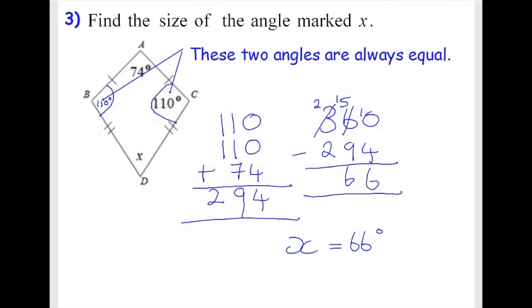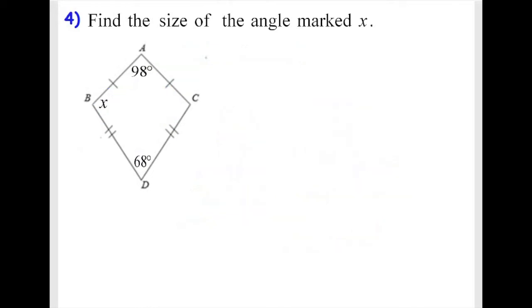Moving on to another example. Again, we've got a kite shape here. This time, we've been given these 2 angles, but we need to work out x. Using the fact from the previous example, we know that x is the same both at B and C. So we need to slightly alter our method here, adding up the 2 angles that we know.